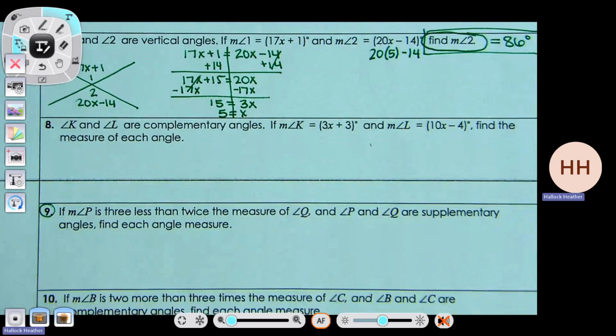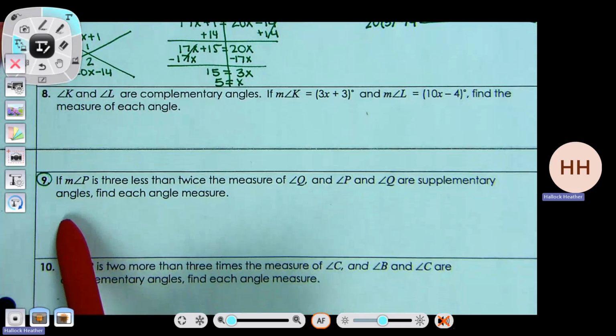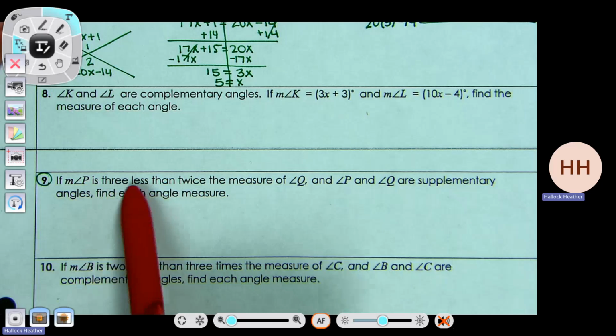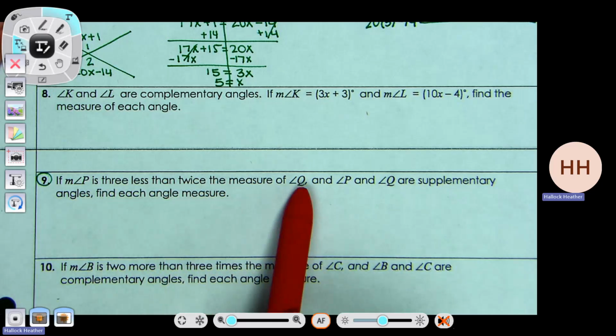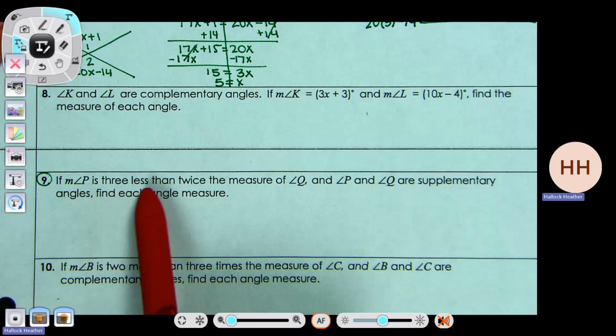Let's go to number 9. Number 9 is the ones you guys love the most. They're your favorites. They're on the test. Well, there's one on the test. Number 9 says, if the measure of angle P is 3 less than twice the measure of angle Q, and P and Q are supplementary angles, find each angle measure.